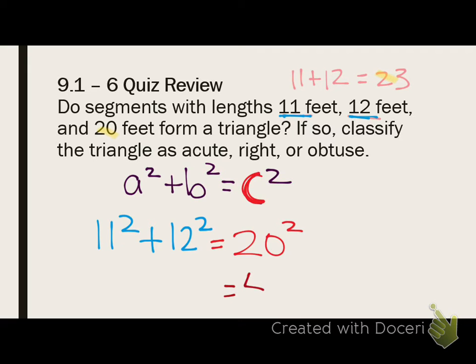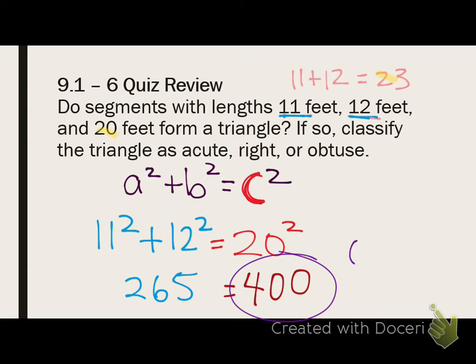I know 20 squared is 400. 265. Okay, so these are not equal, so they're obviously not a right triangle. What you need to do is look at which side is the hypotenuse squared. So which of these numbers represents the hypotenuse squared? 400. Is it smaller or bigger? Bigger. So what kind of triangle is this? Obtuse. So you look at the hypotenuse squared. If it is smaller, it would be acute. If it is bigger, like in this case, it will be obtuse.